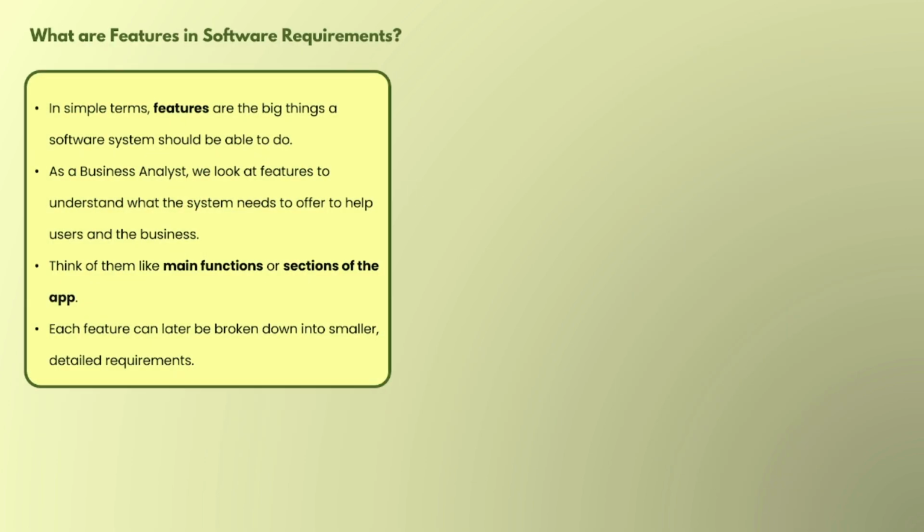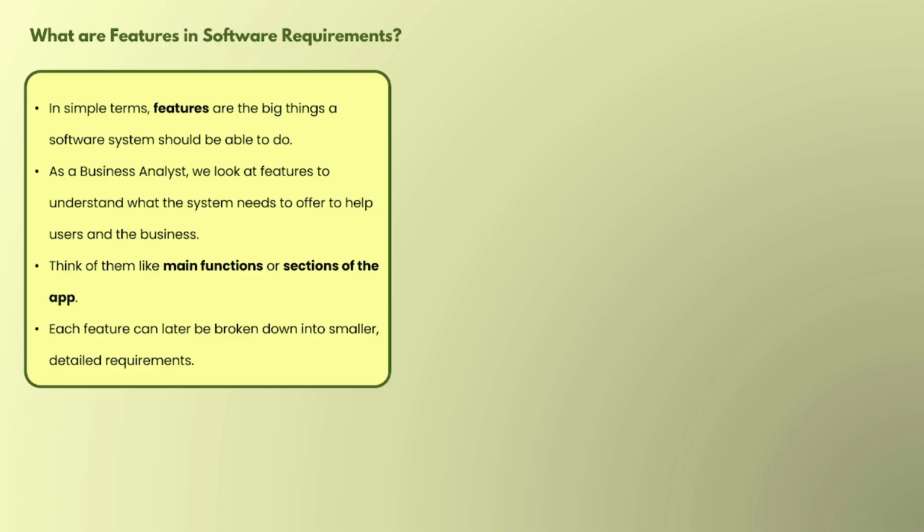Well, before we touch requirement prioritization, let us check what features are in software requirements. In simple terms, features are the big things a software system should be able to do. In simple words, they represent the main capabilities of the system. Let us take an example in a loan management system, a feature like apply for loan, which allows users to submit their loan application. That's the major function of the software, so we will call it a feature of that particular software.